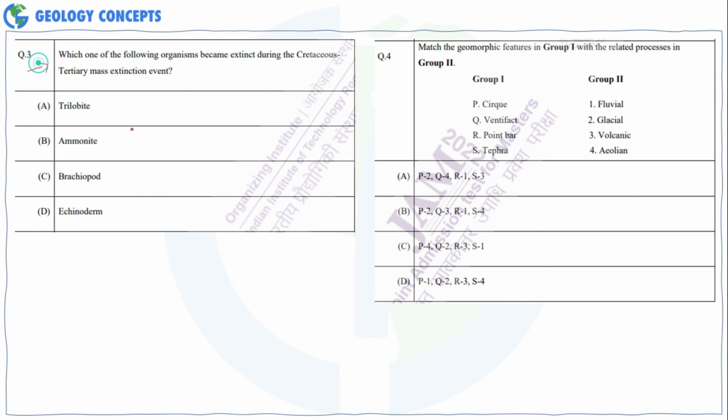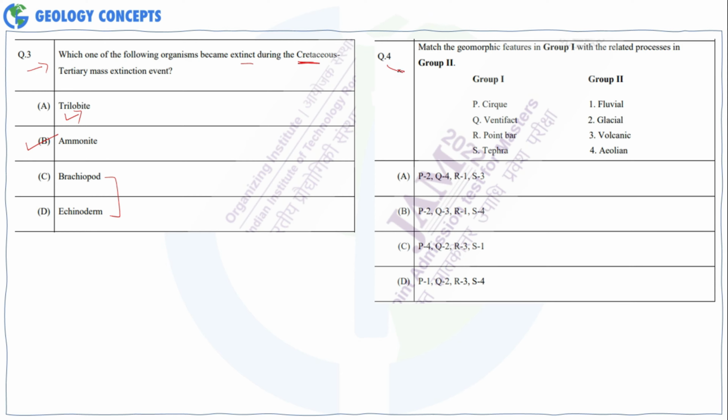Next is based on the extinction of important organisms which got extinct at the Cretaceous Tertiary, or we can say Mesozoic Cenozoic boundary. So the correct answer here will be ammonite. Trilobite got extinct in Permian, and both of these are still living.